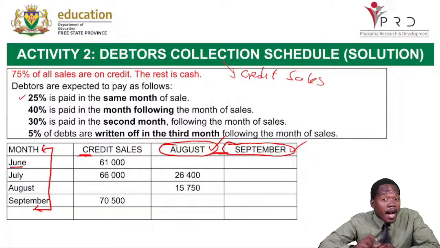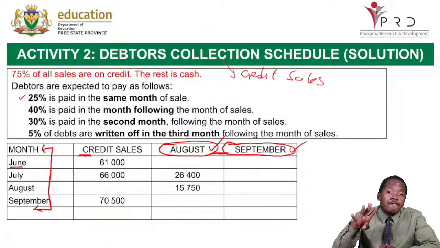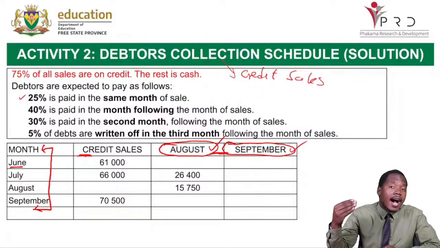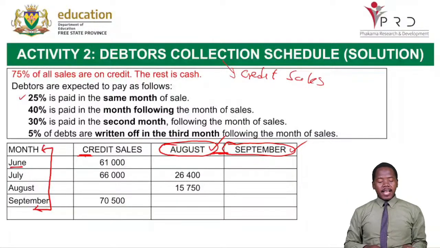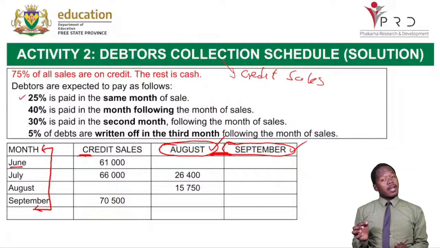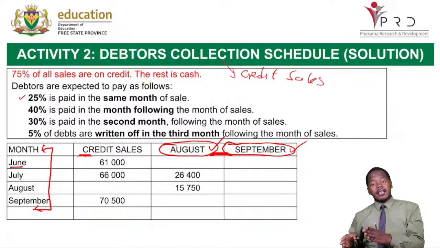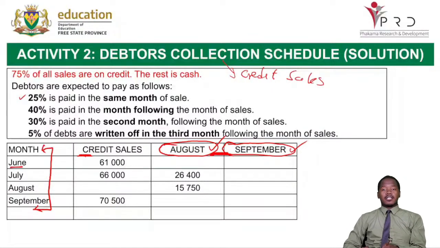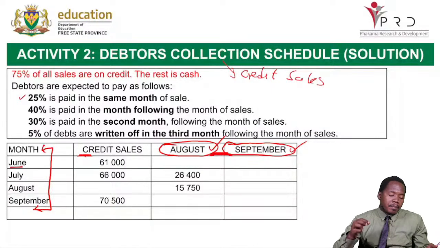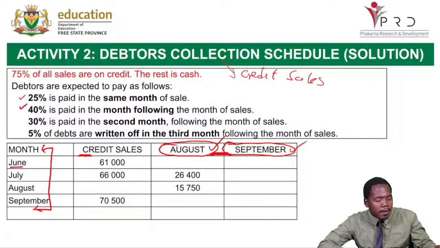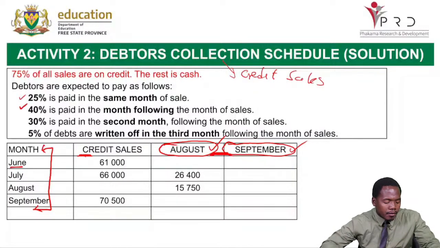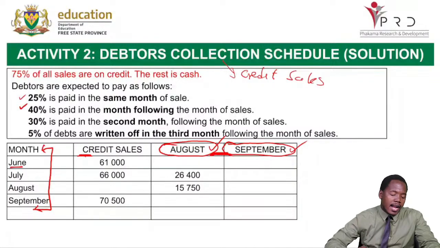After collecting 25%, we will collect 40%. What is the month after June? After June, we have July. Is July part of our forecast? You see the question I'm always asking myself: is it part of my written months in my table of the debtors collection schedule? The answer would be no. The 40% is not part of our forecast months, because after collecting 25% in June, we collect 40% in July.